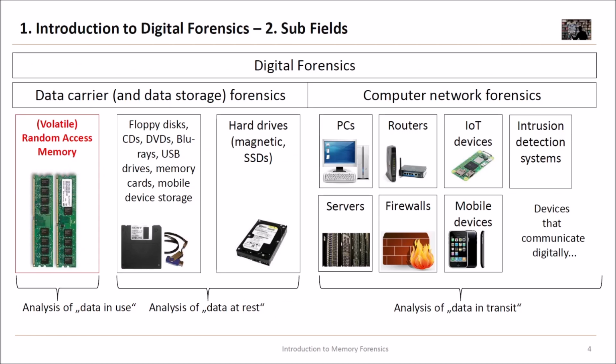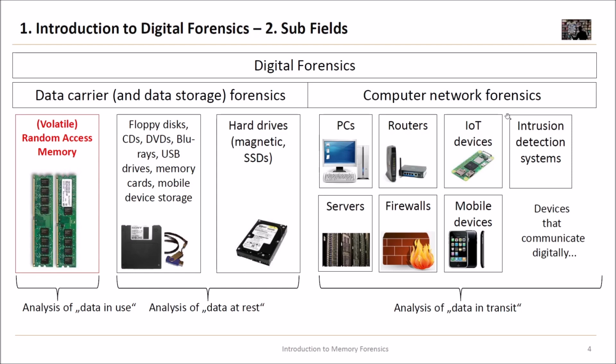Now let's have a look at the subfields of digital forensics. And I divided these subfields into main subfields. We have the data carrier and data storage forensics, and we have the computer network forensics. In the data carrier forensics, we have the volatile random access memory that we analyze. We have floppy disks, CDs, DVDs, Blu-rays, USB drives, memory cards, or mobile device storage. And we have hard drives that can be magnetic or SSDs. The memory analysis is an analysis of data in use, and the storage analysis is an analysis of data at rest.